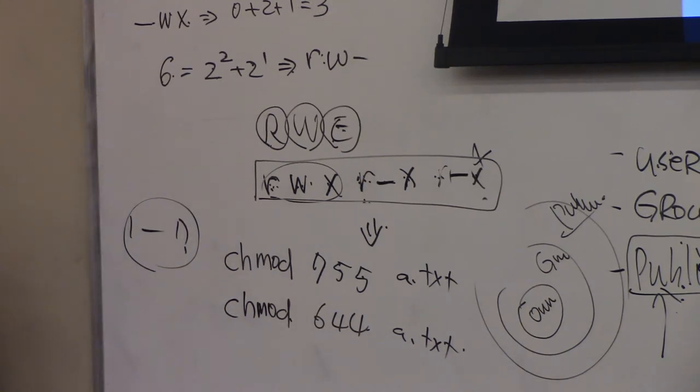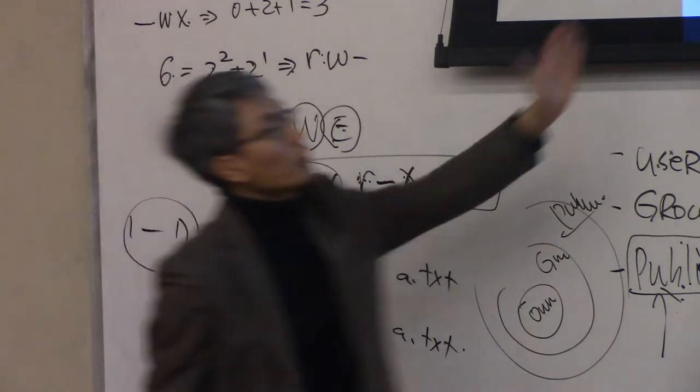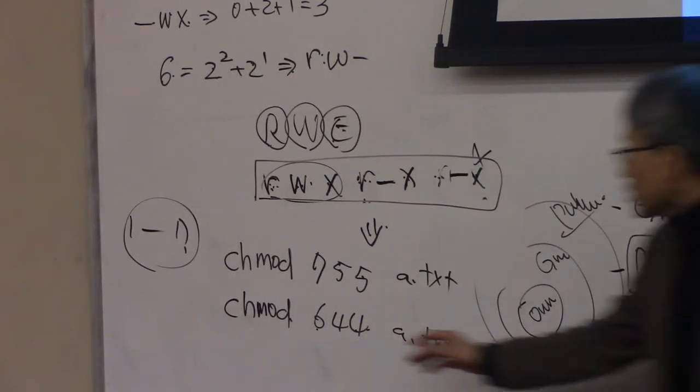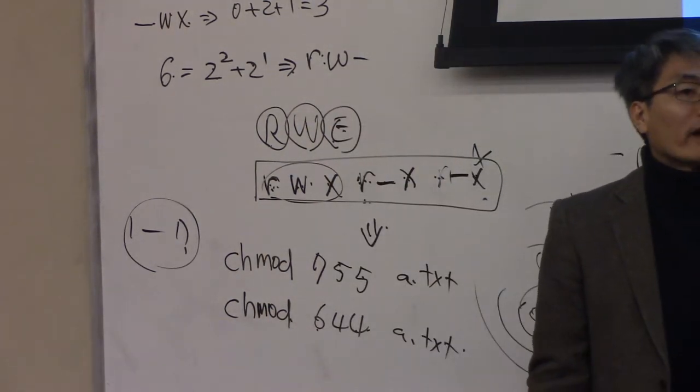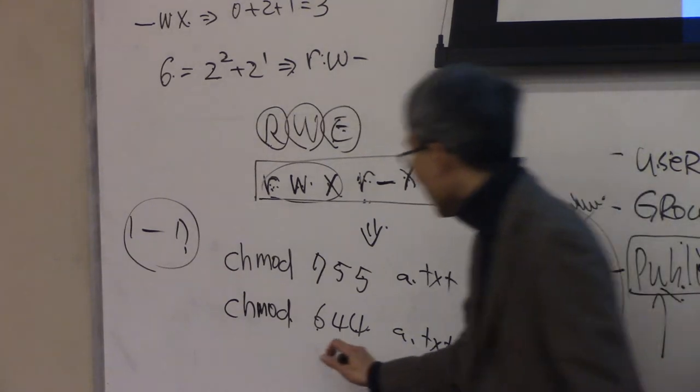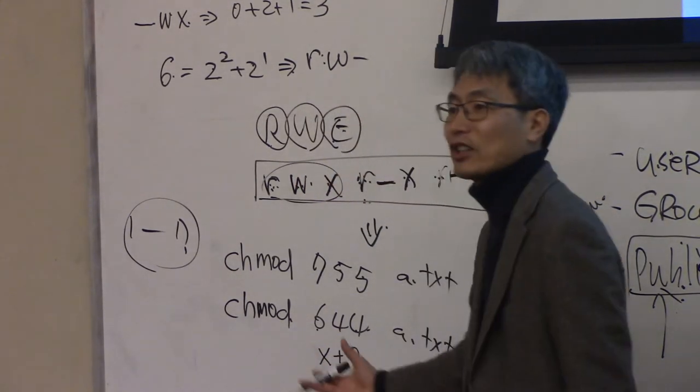Sometimes you need this for security purposes, because sometimes you can accidentally run the program. So 644. You can change the permission anytime using the change mode command. There are a variety of different ways to set it up, like giving the X permission to the other, like this one.